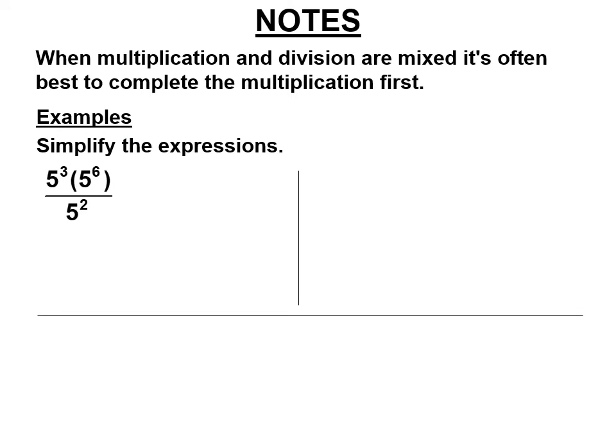Okay, now we're going to start mixing things together. So this first problem, you have a mix of multiplication of powers and division of powers. My recommendation is do the multiplying first. So 5 cubed times 5 to the 6th, right? We're adding the exponents there and getting 5 to the 9th. Now we're going to do what we've been doing. We're going to cancel. This 2 cancels, and this becomes a 7, and this becomes 5 to the 7th.